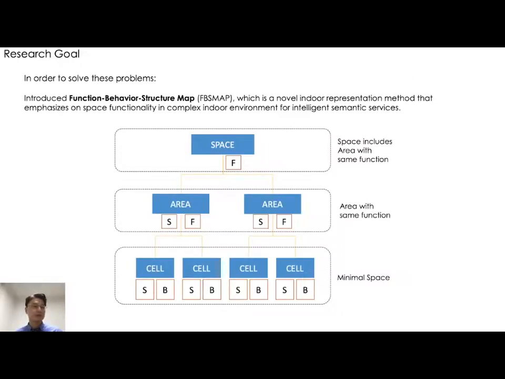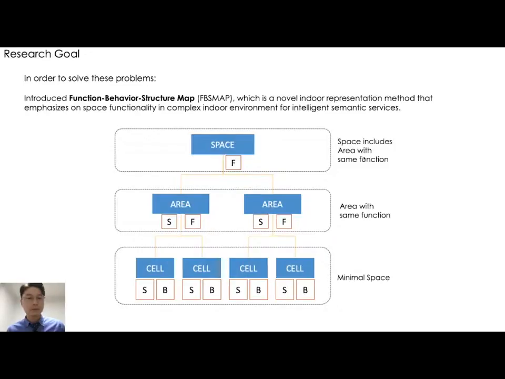So our research goal is to solve these problems, which come down to understanding the space. How we do this is we introduced a function behavior structure map, called FPS map, a novel indoor representation method emphasizing space functionality in a complex indoor environment for intelligent semantic services.